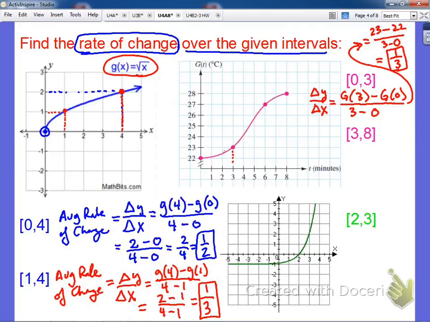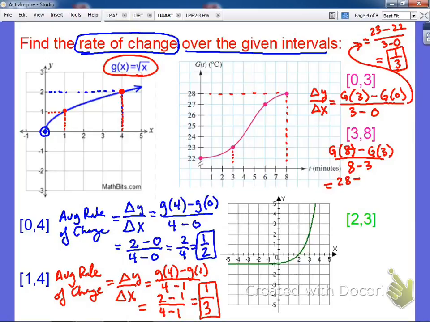Let's look at the interval between 3 and 8. G of what? G of 8 minus g of 3. All over 8 minus 3. What is the y value when x is 8? It is 28.